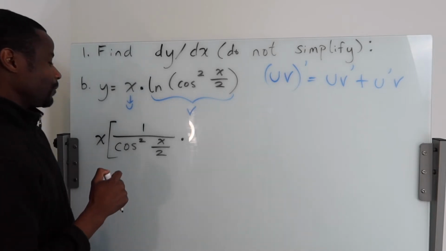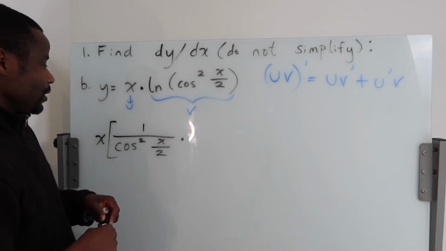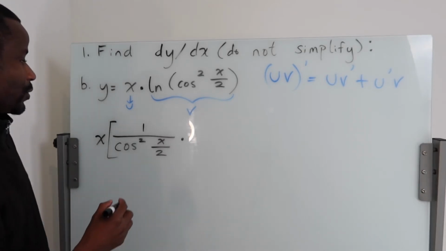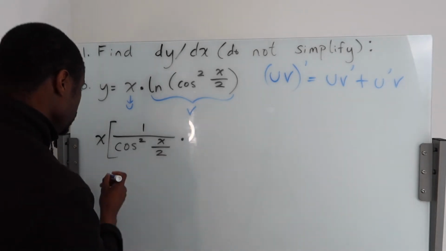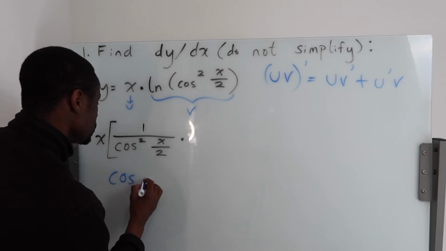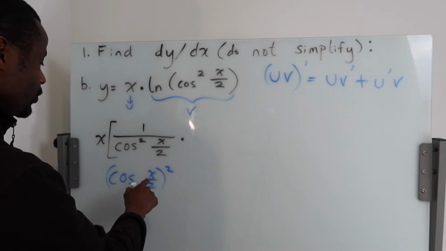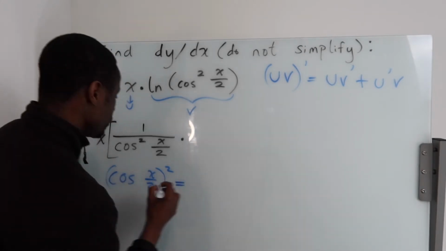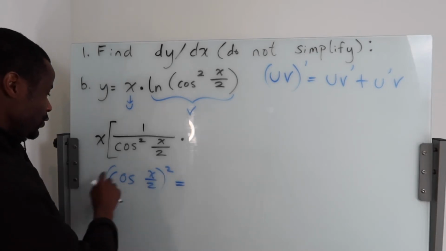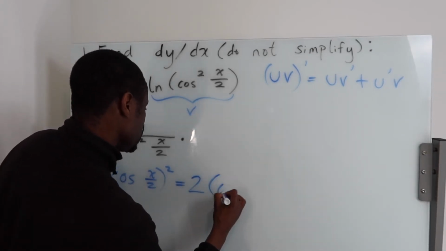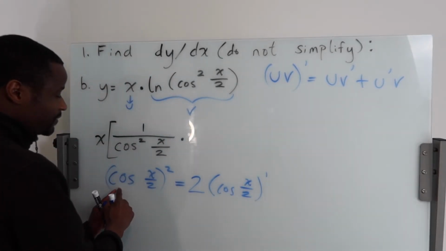Now what is that? Well, cosine squared x over 2, that's just cosine of x over 2 quantity squared. What is the derivative? Again, we use the power rule, we'll work our way in. We're going to use the chain rule. So according to the power rule here, this is going to be 2 times cosine of x halves to the first power times the derivative of what's inside.